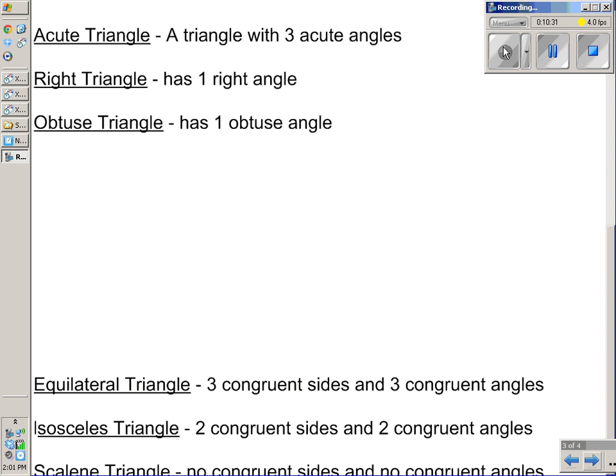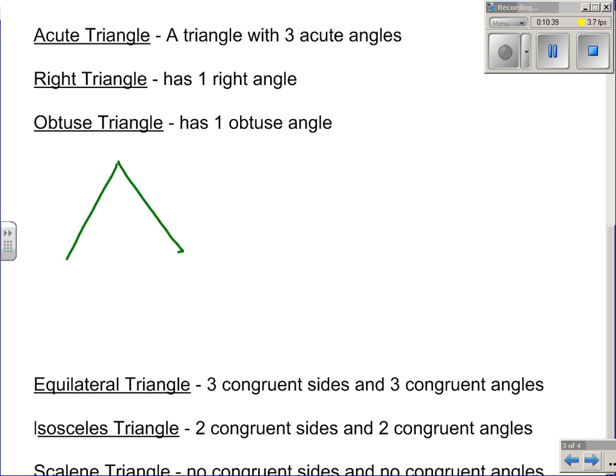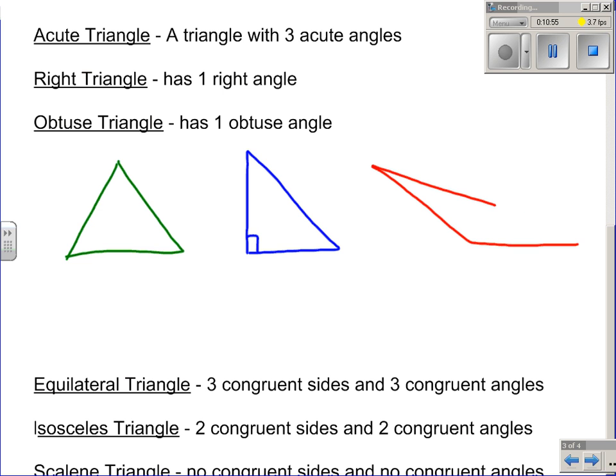All right, so the last part of the notes is to copy down the definitions for the following triangles. Here you have an acute triangle, where all the angles are acute, or less than 90. Then you have a right triangle, where it has one right angle. And then you can have your obtuse triangle here because one of the angles is greater than 90.